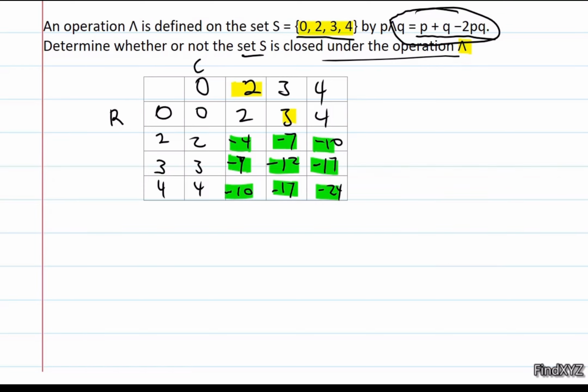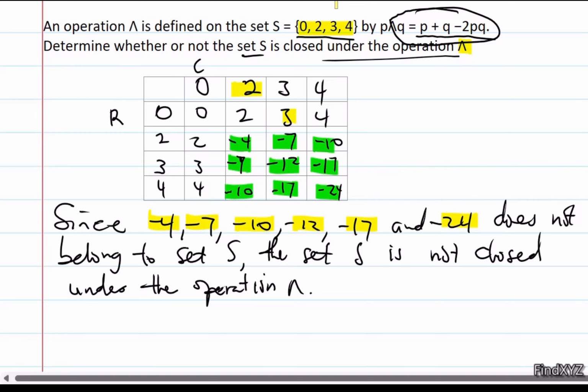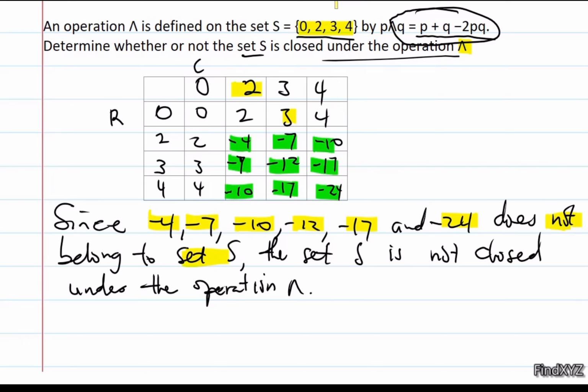So let's write the statement. Since -4, -7, -10, -12, -17, and -24 do not belong to set S, then set S is not closed under the operation. So you just need at least one element that does not belong to the set. So once you get that element, then you can conclude that the set is not closed under the operation.